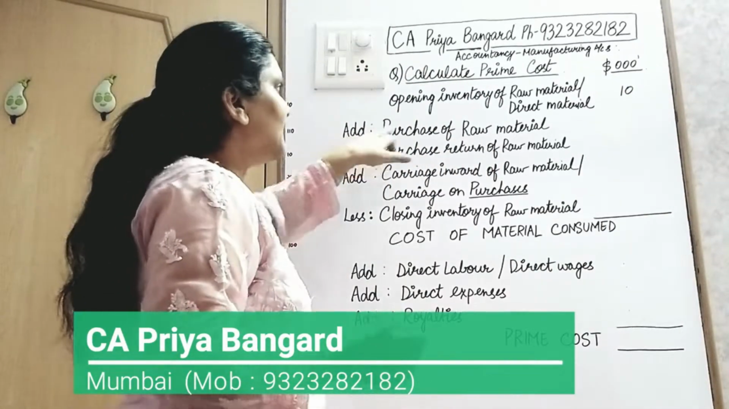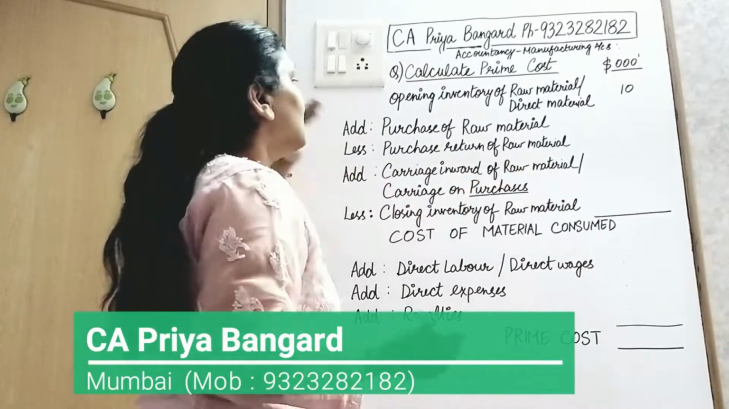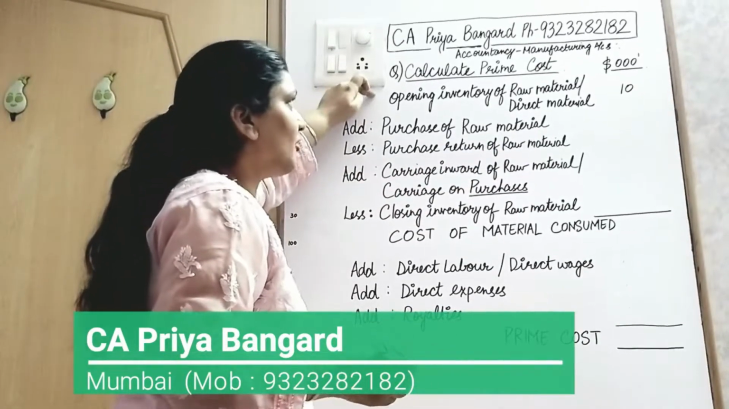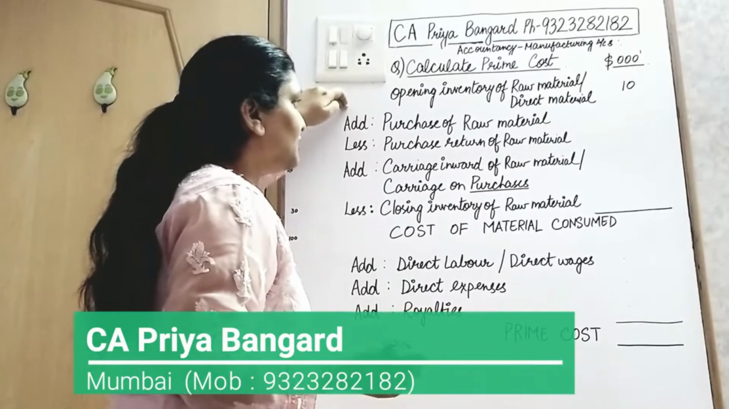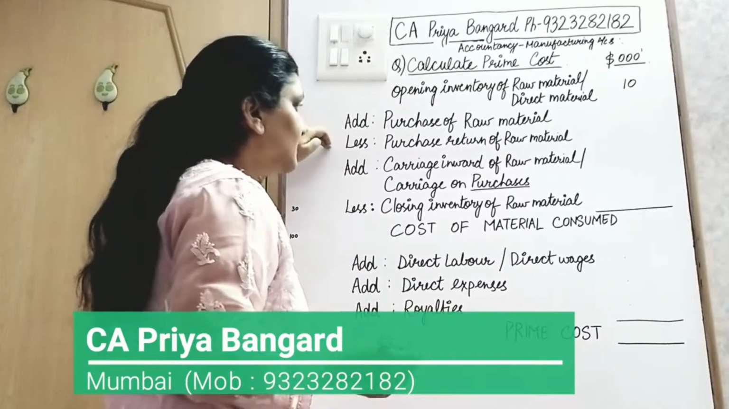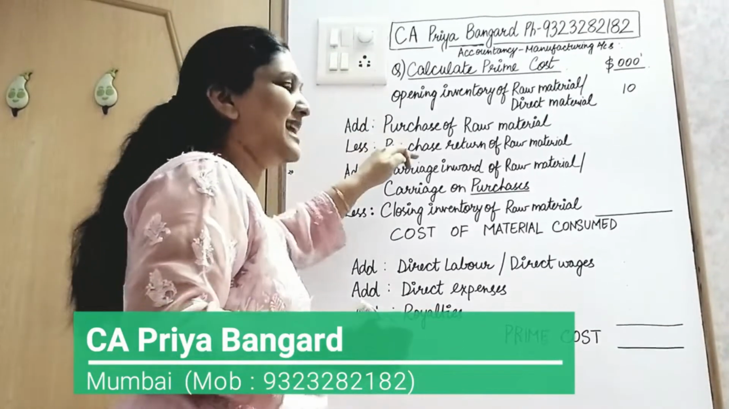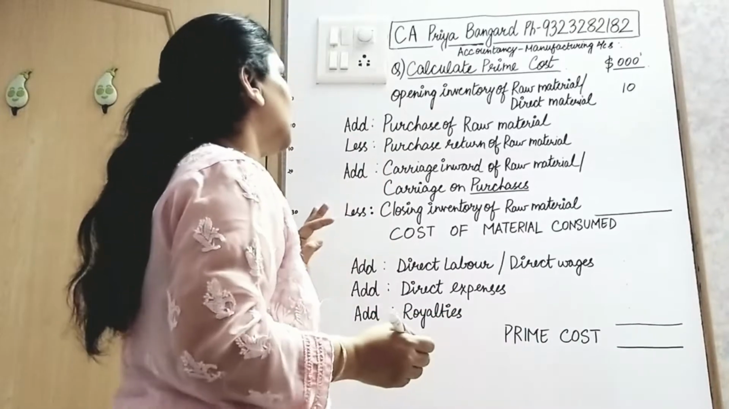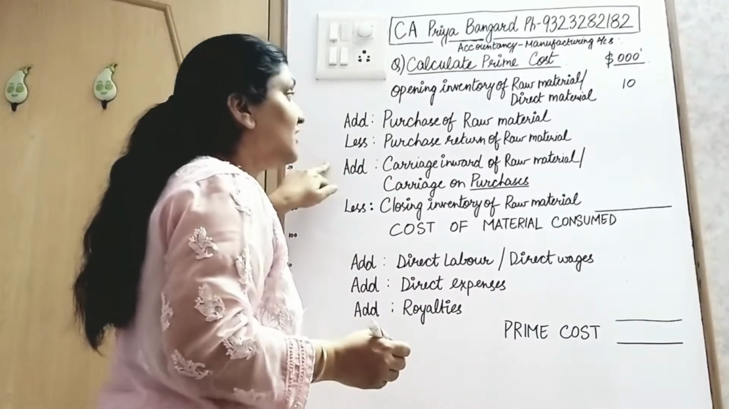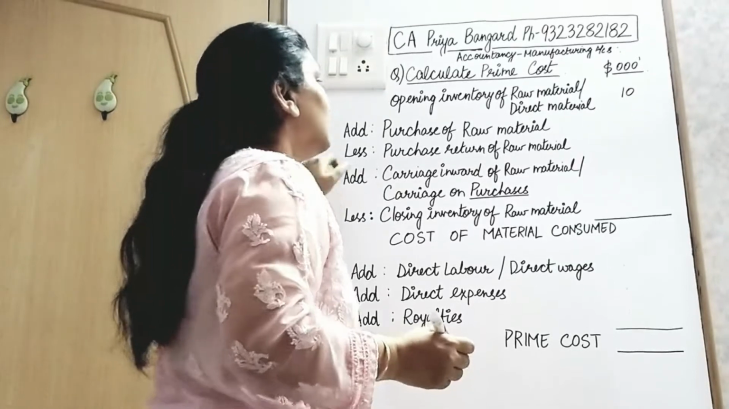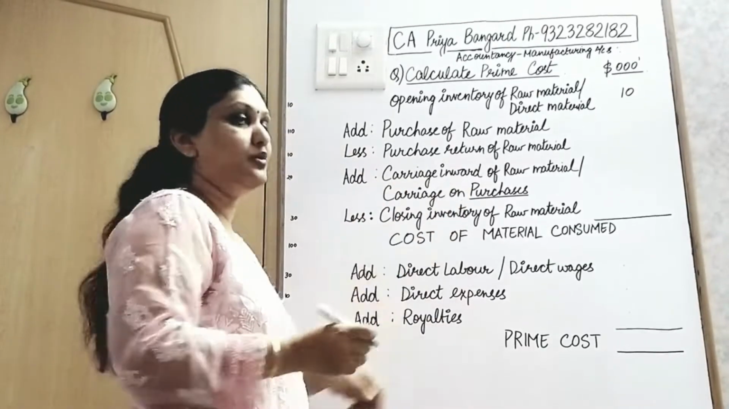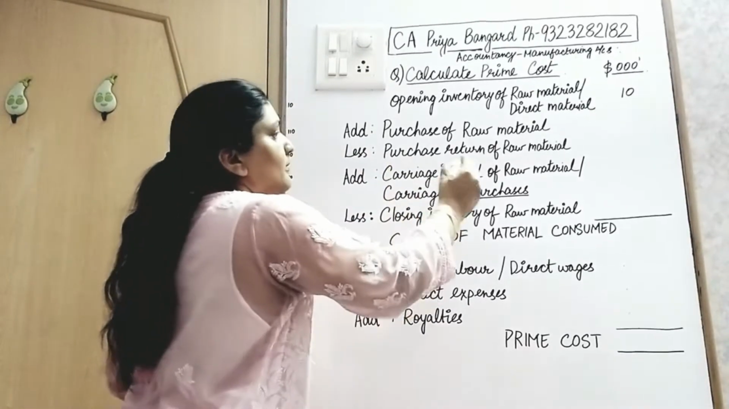So add purchase of raw material. The format is opening inventory of raw material, add purchase of raw material, less purchase return, purchase less purchase return, that is net purchase, add carriage inward of raw material. Carriage inward is also known as carriage on purchases.